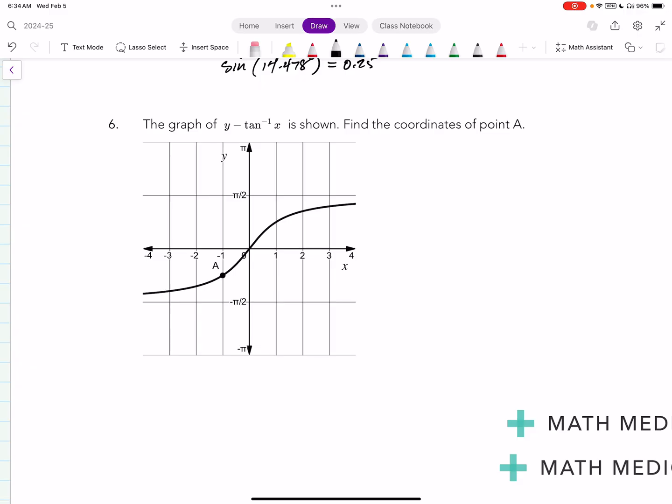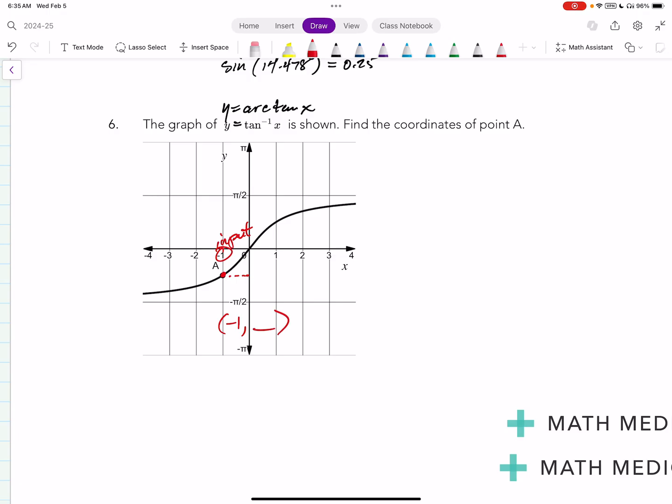Number 6, let's take a look at this guy. The graph of the inverse tangent is shown. Again, this is the same thing as arc tangent of x. Two different notations that mean the same thing, and it says find the coordinates of A. So here we know it's going to be -1 comma something. Notice that -1 is your input.